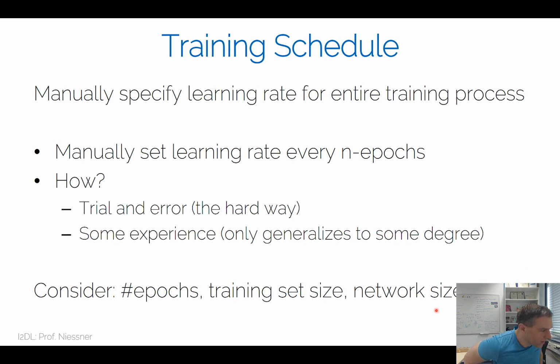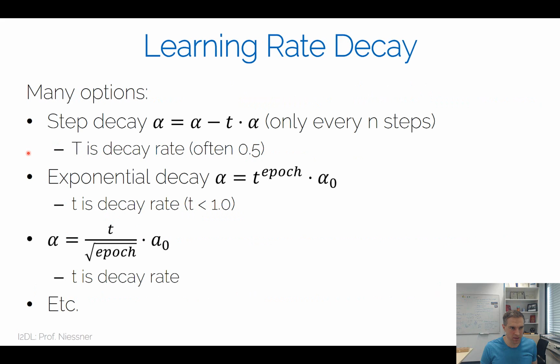Now, one thing that should be very obvious here is that this is very hand-wavy. We had a couple of things right now, like different learning rate decays and how we can do that.